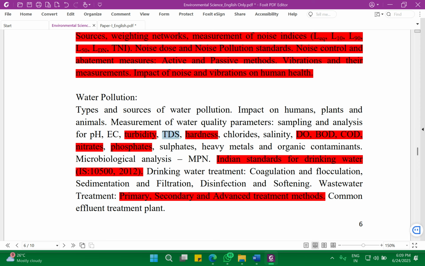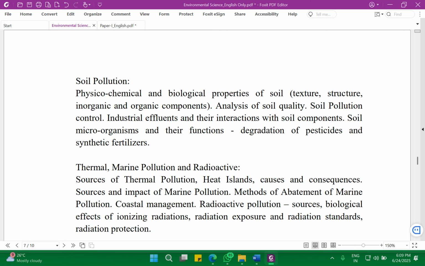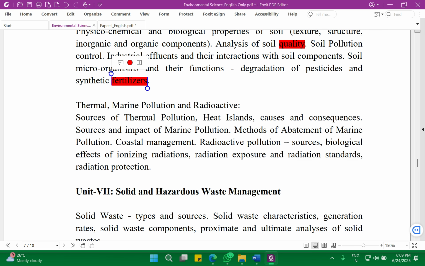And TDS and hardness, they are asking one question, like standards or how to remove hardness. What is meant by temporary hardness, what is meant by permanent hardness, you need to know. Then in soil pollution, mostly they are asking something related to quality and some fertilizer things. Other things, as agriculture graduates, we all know at least the basics. So just go through soil pollution once more.